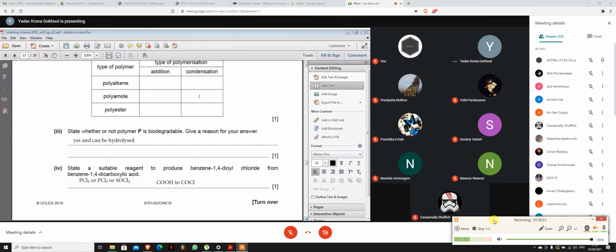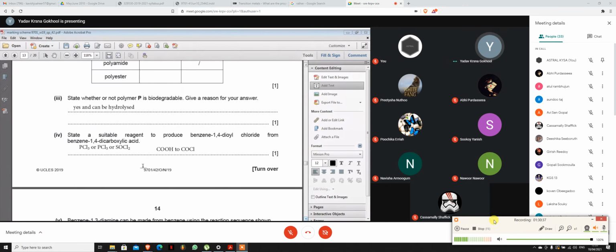Benzene-1,4-dioyl chloride from benzene-1,4-dicarboxylic acid. So this COOH is becoming COCl. Okay, you may be asked, you can get white fumes. Here are the observations during the reaction: white fumes of HCl are seen.